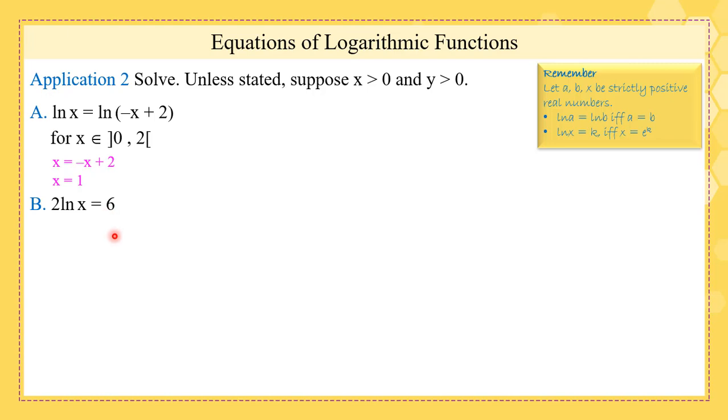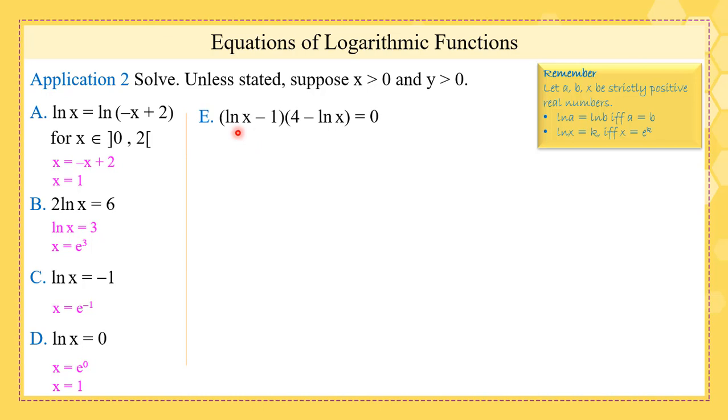2 ln x is 6. Ln x is 3, so x is e to the power 3. Now ln x is negative 1. So x is e to the power minus 1. Ln x is 0. So x is e to the power 0, which is 1.